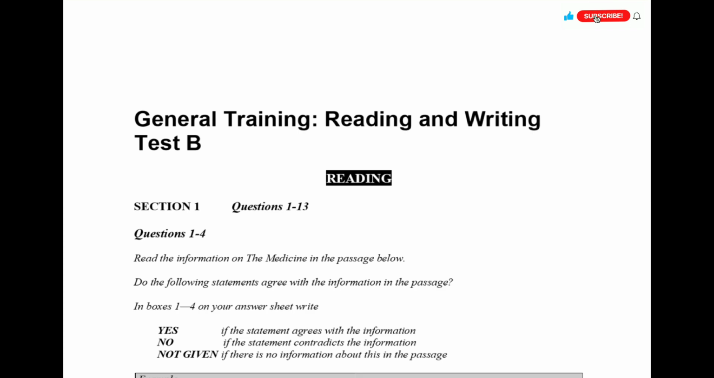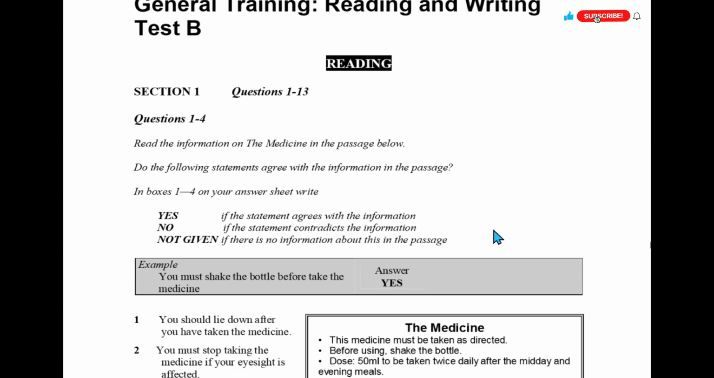For today's video, we have selected a portion from the Cambridge IELTS 3 General Training Book, the GT Training Reading and Writing section from Test B. We will be doing the first few questions of the reading first. If you want to practice that beforehand and then watch the video, you can go ahead and do that. But if you want to follow along and comprehend the explanations, then you can watch the full video.